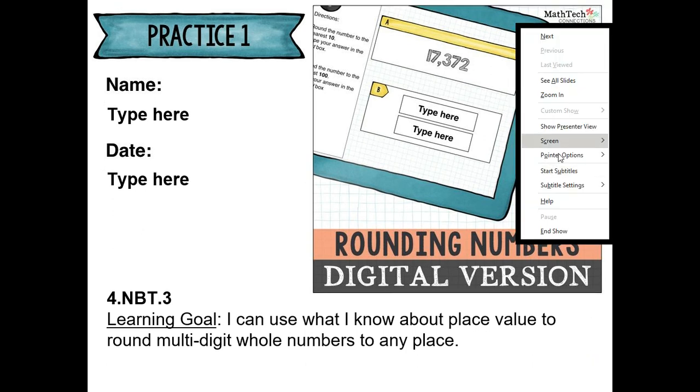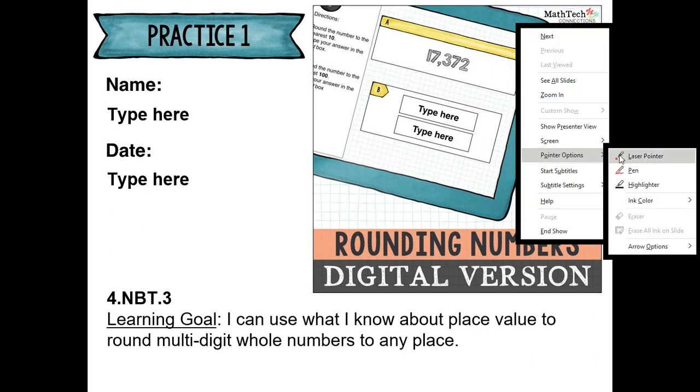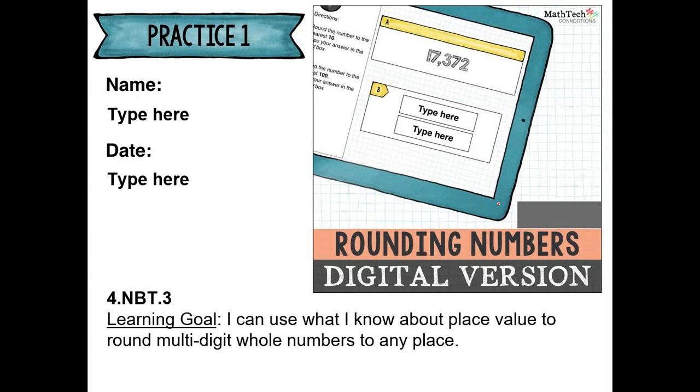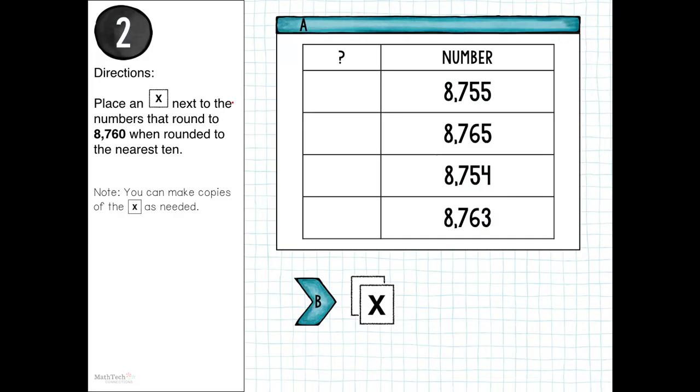This is a video tutorial on how to complete the rounding numbers PowerPoint for our assignment today. So the first one says, place an X next to the numbers that round to 8,760 when rounded to the nearest 10. So my first step is to go ahead and underline the tens place in all of my numbers.